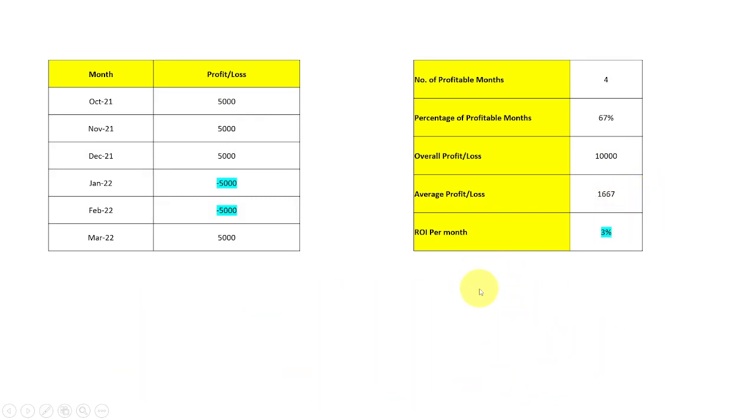And return on investment is 1,600 by 50,000, which is almost 3% per month, which is a very good return for the less capital. This is also a very simple strategy that you need not spend so much time on. These are all the basic strategies that we'll be covering initially, so that once we are familiar with them, we can get into the complex strategies.